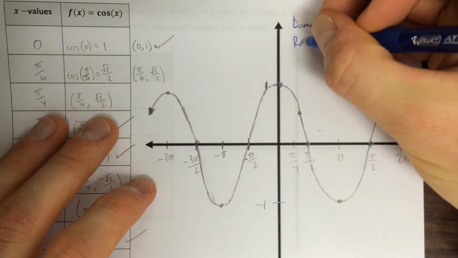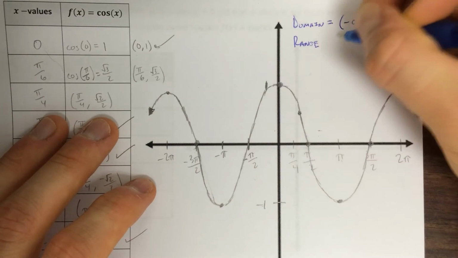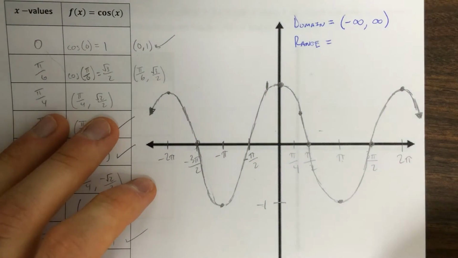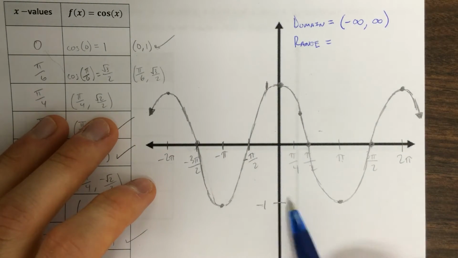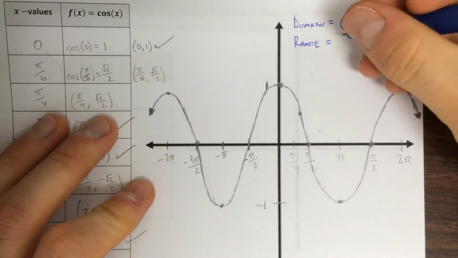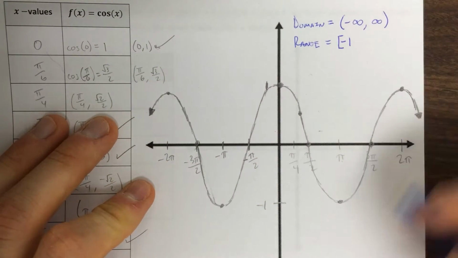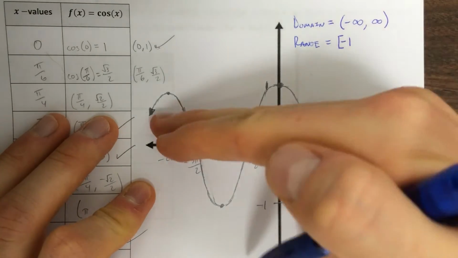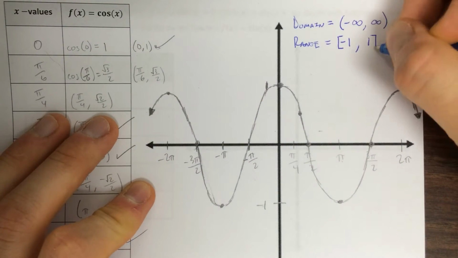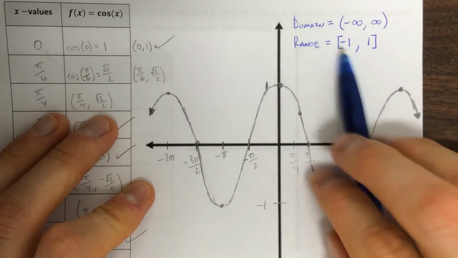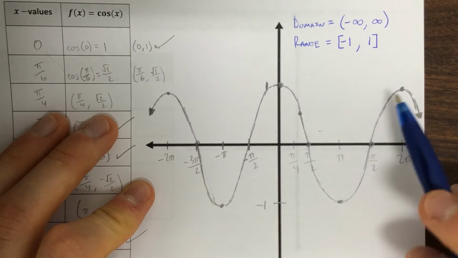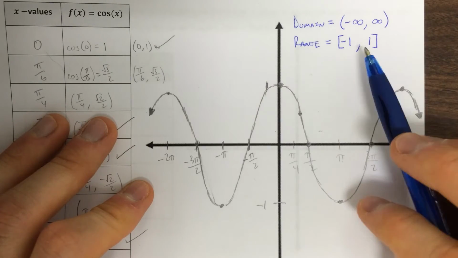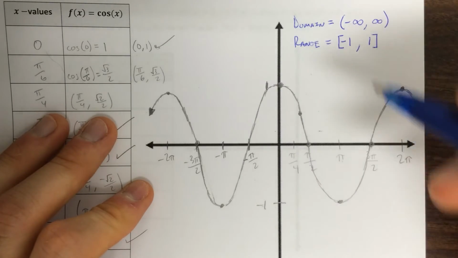Our range, that's the y values that it can touch. We start from the bottom and work our way up. So the lowest value it can touch is -1, it actually touches -1, so we make that a hard bracket. It goes up to 1, it touches 1 here, here, here. So comma 1. This is saying that this function will not take any values below -1 or above 1. It's only going to stay within that range.